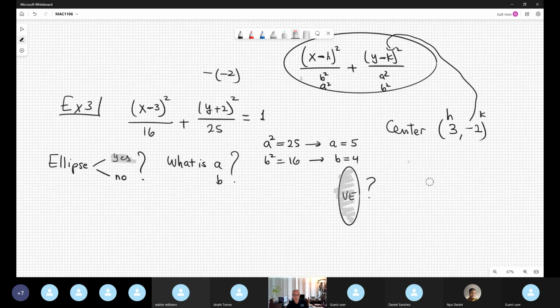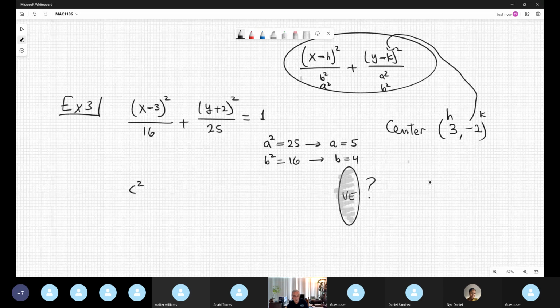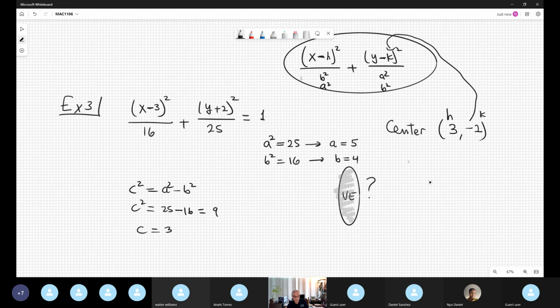And one more we need to finish that. We need the focus. The focus, remember, is C. The famous C, the formula is C squared is equal to a squared minus b squared. C squared is a squared, 25 minus 16, and this is 9. And C is 3. That means that distance is 5. That distance is 4.